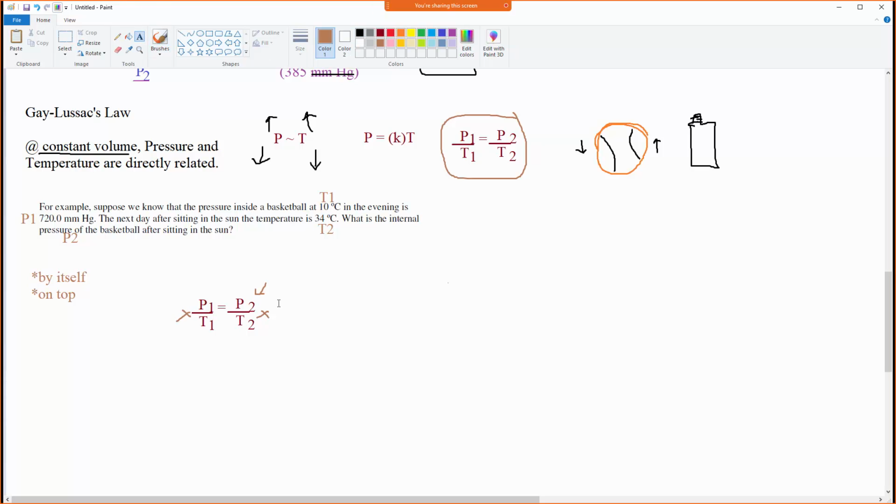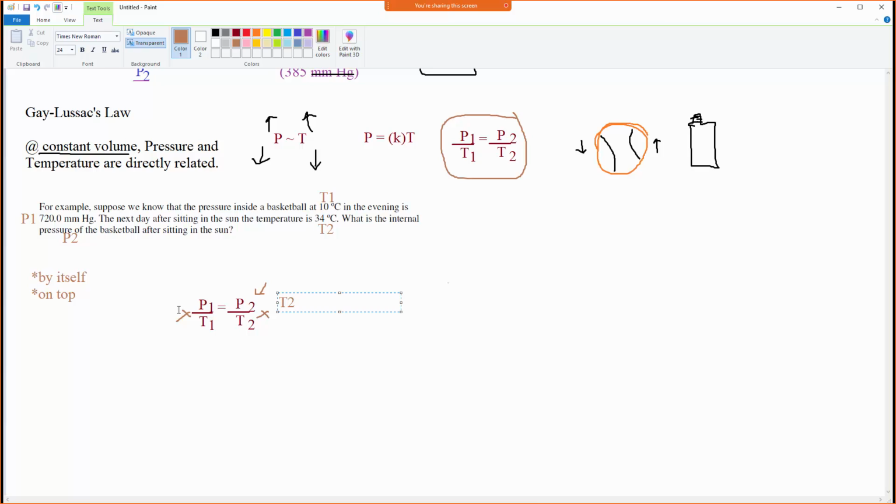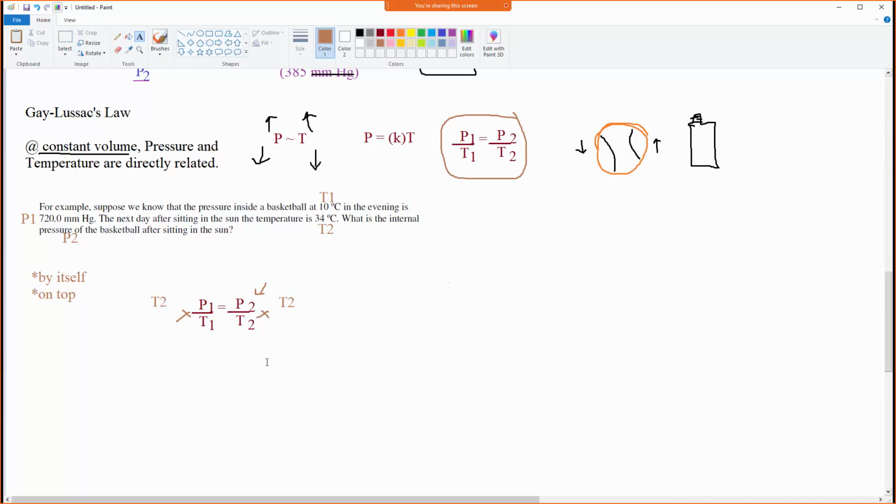there we go. Then these will cancel and I'll have P2 by itself, right? So we're going to say T2 times P1 divided by T1. So we're careful to label each of these.